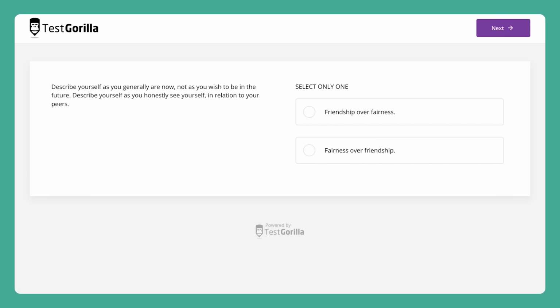The next sample question is similar. It shows the same prompt, as does every other question on this test. This time, the 2 choices are about what the candidate values more, fairness or friendship.